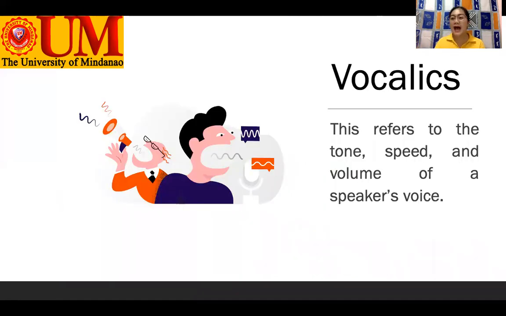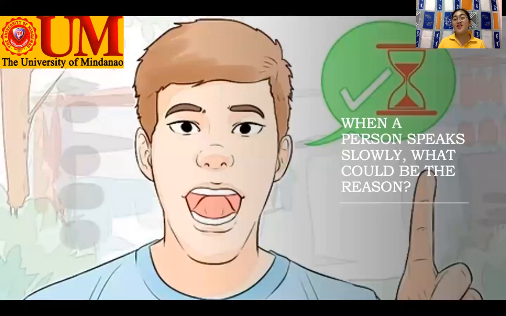Next is the vocalics. From the word itself, vocals. That refers to the tone, the speed, and the volume of a speaker's voice. We could say that if a speaker speaks fast, he or she is nervous. Or maybe that is his normal way of speaking. So there are different meanings in vocalics, or in the voice, the tone, or the speed of the person.